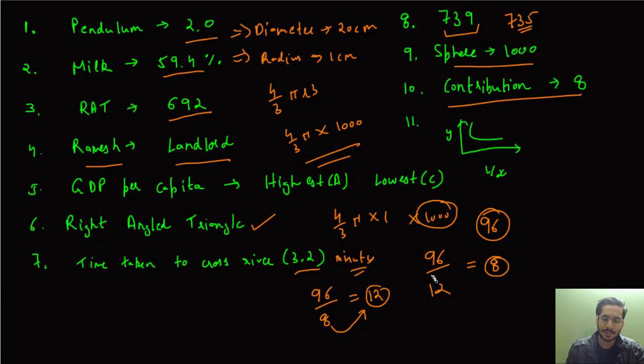And then there was a question that if y is equal to 1 by x, how will the graph look like? So the graph should look like this. Okay, that is what I think. According to me, this is the way the graph should look like.